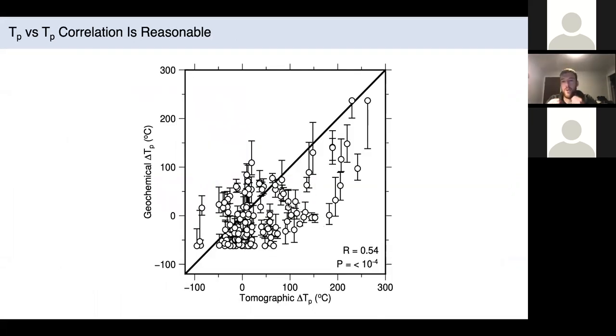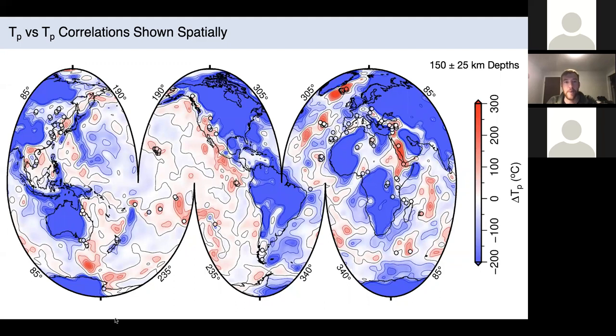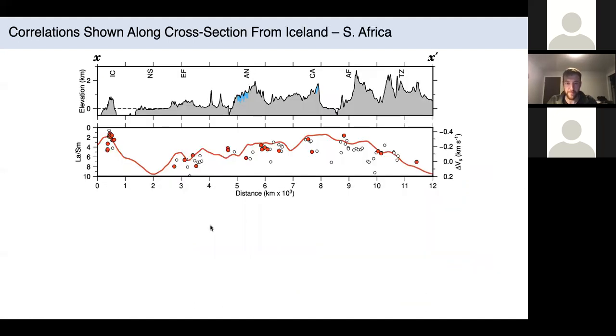When we do that for all of our data set, this is the correlation we get between geochemical temperature and tomographic temperature. So although the two vary by roughly 100 degrees in some places, we get a reasonable correlation between the two. I can show this spatially. So here's our map of tomographic and geochemical temperatures. And I'm going to show you a cross section going through Europe and Arabia and Africa.